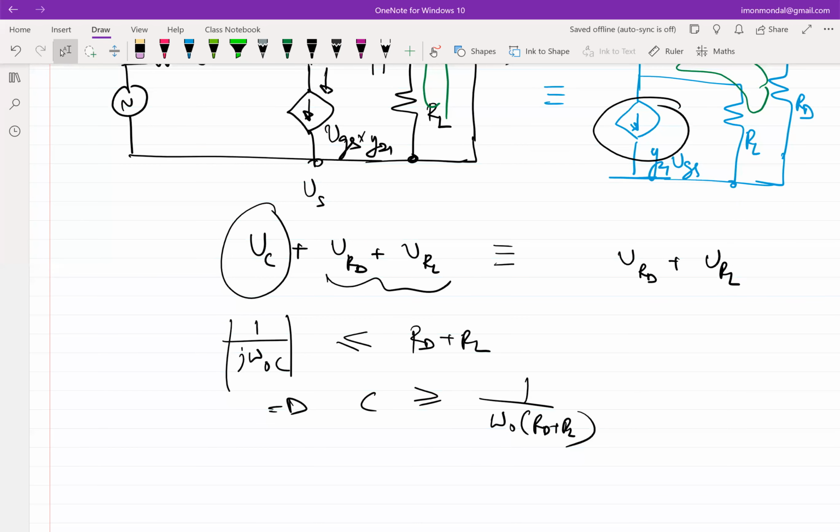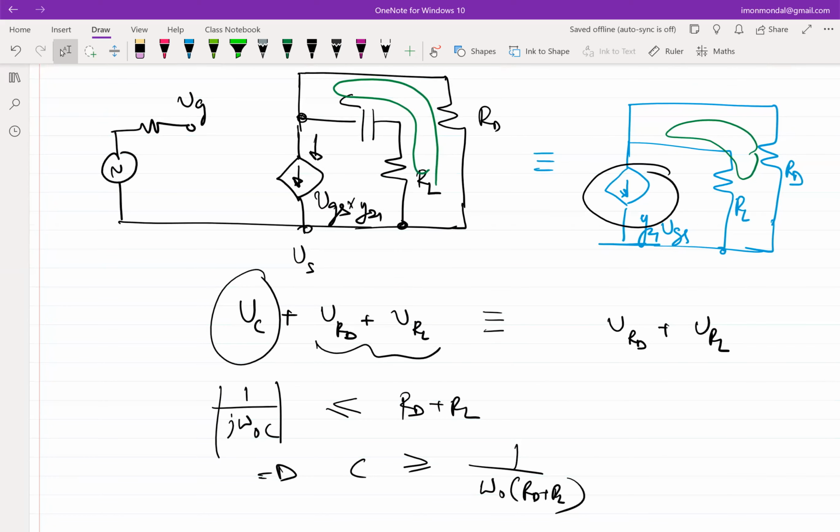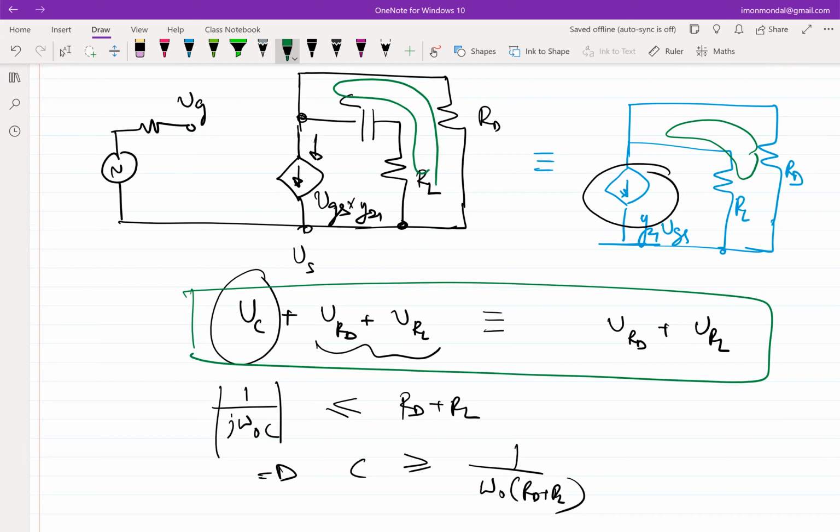Yes. Why RD is coming into the picture? Okay. So do you agree with the fact that this condition needs to be satisfied or no? What I am trying to do is minimize the drop across VC with respect to the drop across RD and RL. RL is common to both the sides. Correct. RD is also common to both the sides. Does that give an extra capacitance? We are trying to draw an equivalence between these, right?